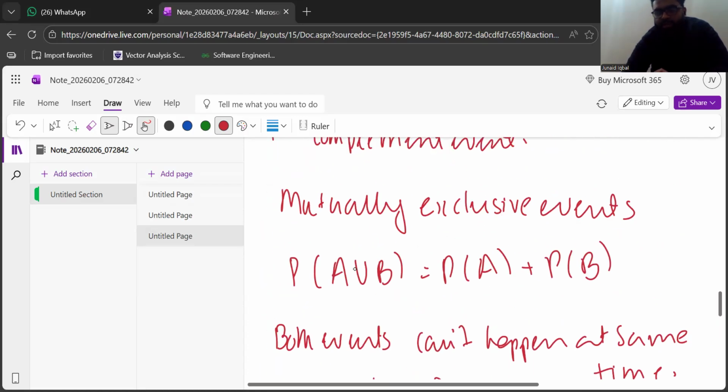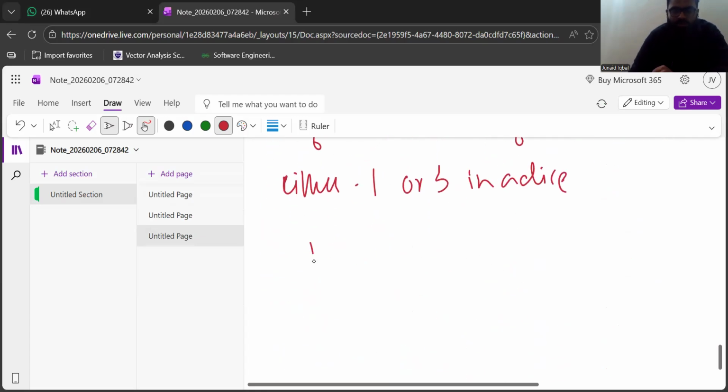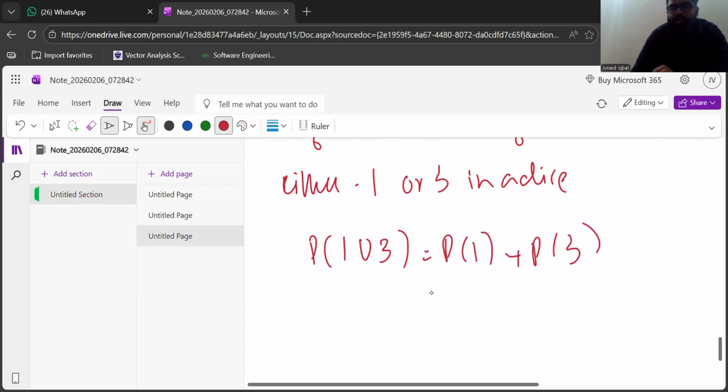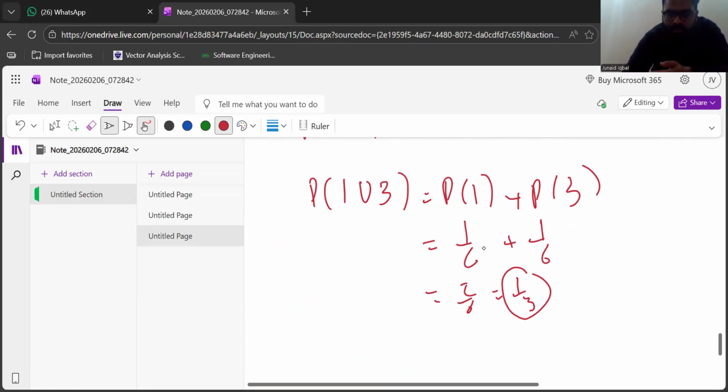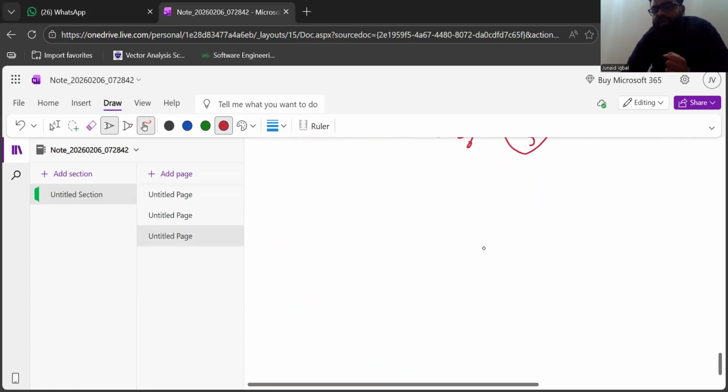In our case, the probability of 1 is event A, and the probability of 3 is event B. So let me write it in the form of a formula. Probability of either 1 or 3 is going to be probability of 1 plus probability of 3. This is going to be 1 upon 6 plus 1 upon 6, which is 2 upon 6, or 1 upon 3. So the probability of either getting 1 or 3 is going to be 1 upon 3, and this is a case of a mutually exclusive event.